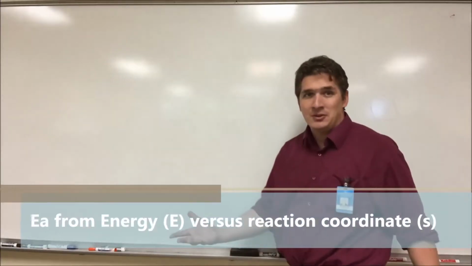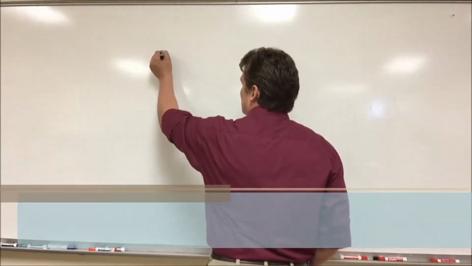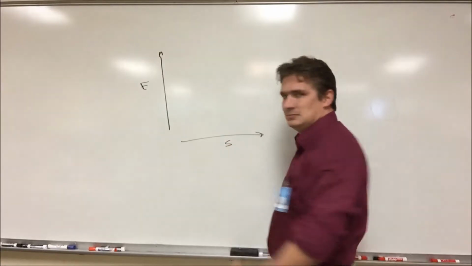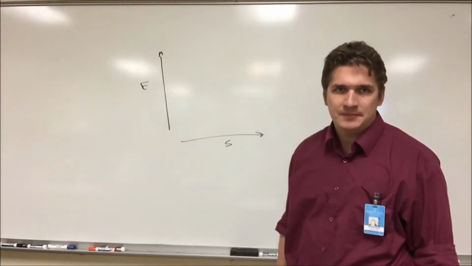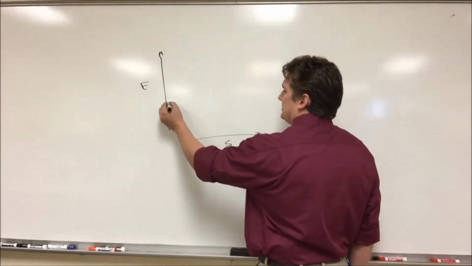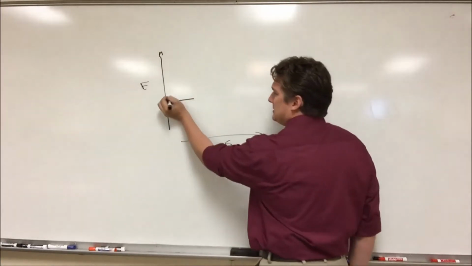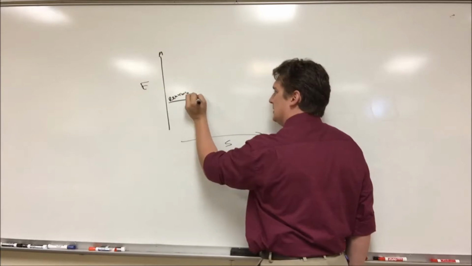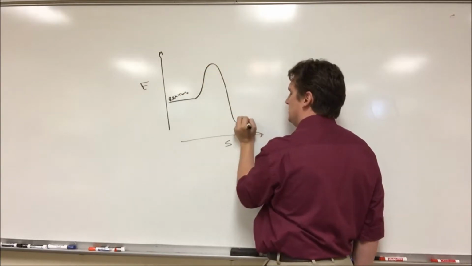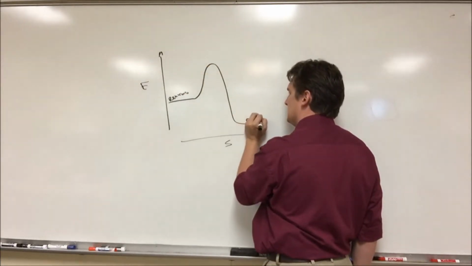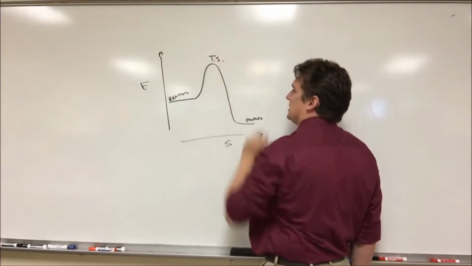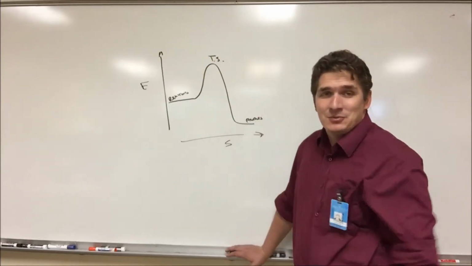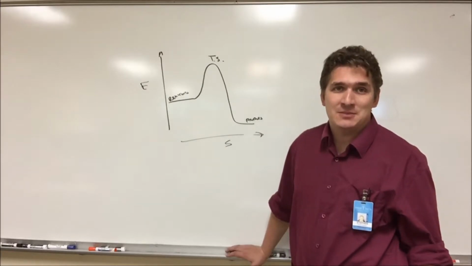I showed you some earlier diagrams where we had energy versus reaction coordinate. And I showed you that you have the reactants. They go up and you form products. And this is your transition state. Well, if we know this plot versus reaction coordinate, we can figure out the activation barrier directly.